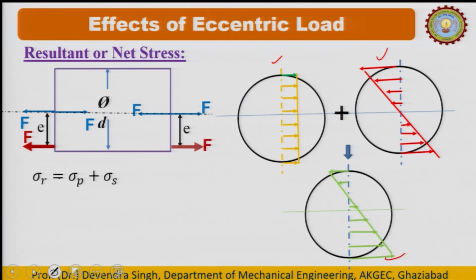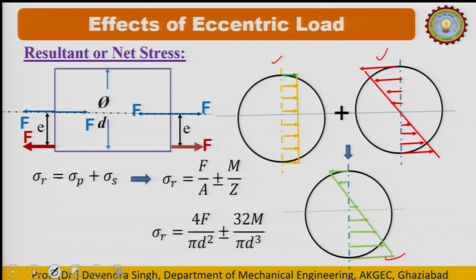Stresses are tensor quantities, we should always remember. They have the same line of action, that is why we can get the resultant by adding algebraically. Sigma r is equal to F upon A plus minus M upon Z, and if we write it out, sigma r is equal to 4F upon pi d square, since A is pi d square by 4, plus M by Z, 32 M upon pi d cube.